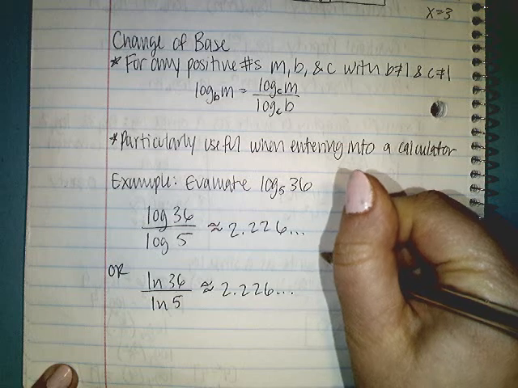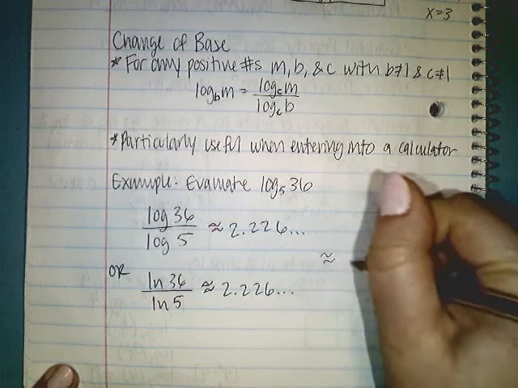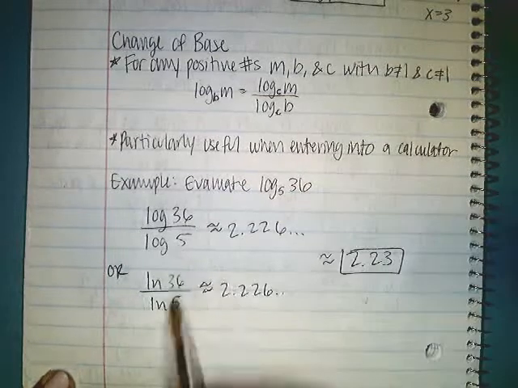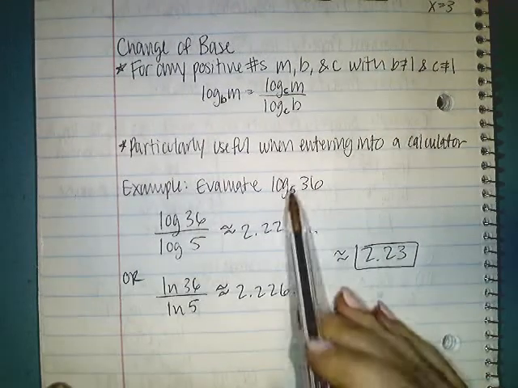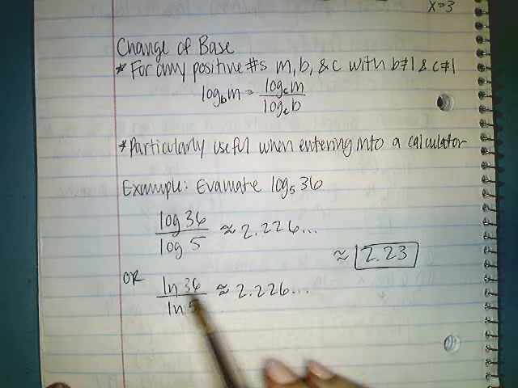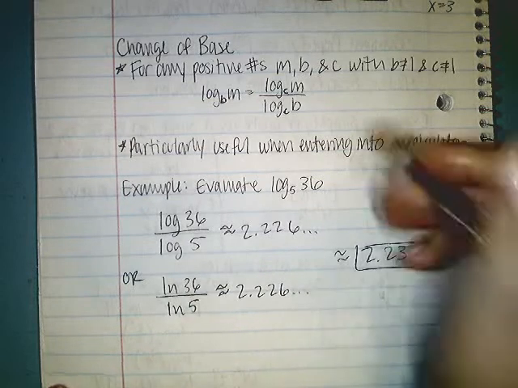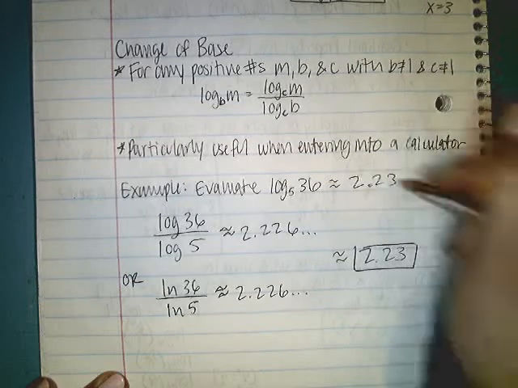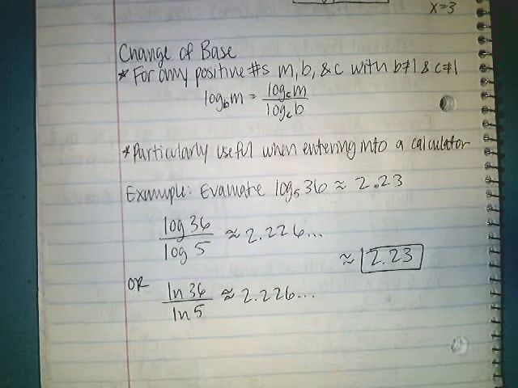which ends up being about 2.23. So when you plug this into your calculator in either of these forms, log base 5 of 36, when you plug it in with either of these methods, will give you about 2.23. So that's going to be our answer for these problems, and that's how we can use change of base.